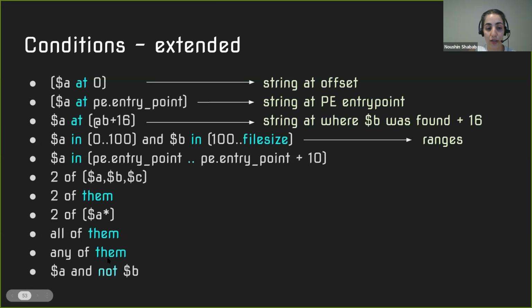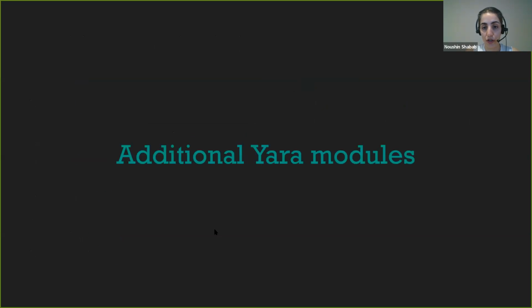Any of them means at least one of them, one of the strings. A and not B, which is clear. We want the string A to be there, and we don't want the string B to be in the file. So this is about the extended version of the conditions. We are going to move to additional YARA modules.